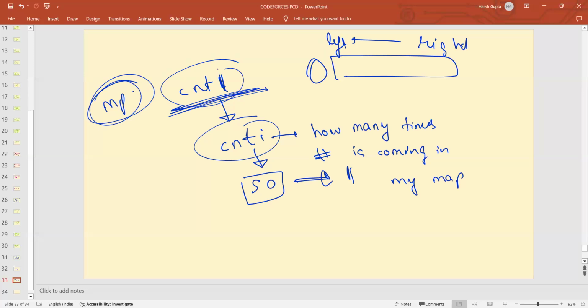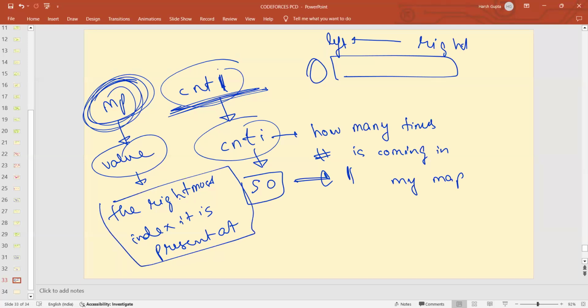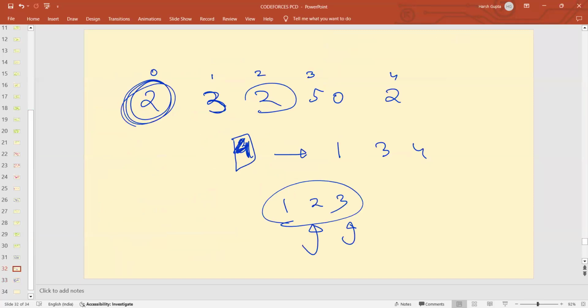What is this map MP storing? This map is storing, for every value, the rightmost index that it is present at. And you will get to know why I am storing the rightmost index. If I try to give a bit of a hint, this is the reason: because for 2, I want its rightmost index. That's the reason for every element I am storing its rightmost index.